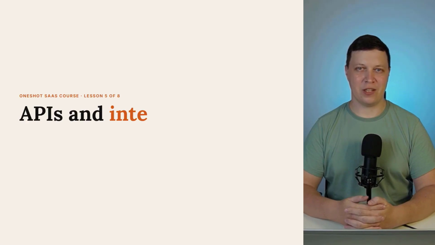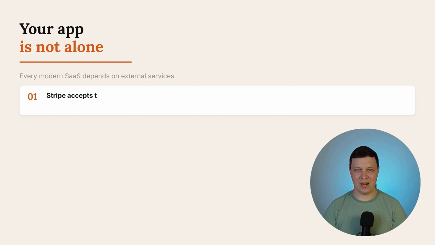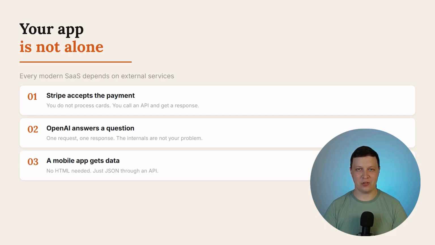No modern app works in a vacuum. Your SaaS takes payments through Stripe, talks to language models, OpenAI, Gemini, Anthropic, and sends data to a mobile app. All of this runs on an API. In this video, we'll cover how it works, and we'll build our own API to share data with other services, plus connect an external API to bring another service in.